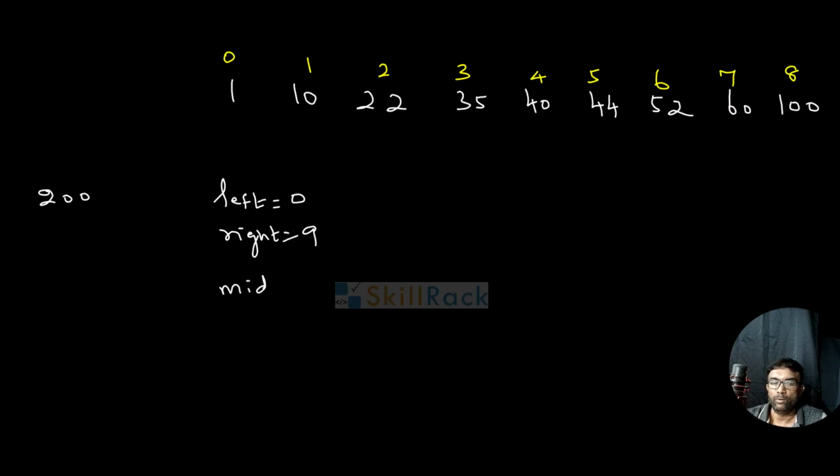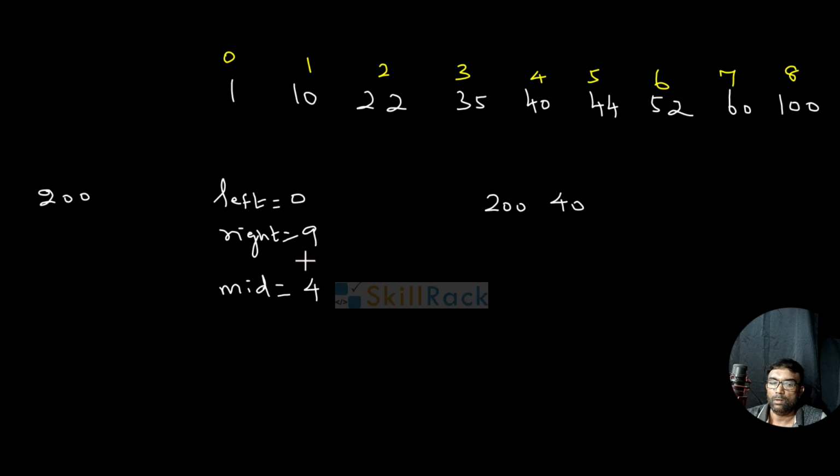Mid is equal to left plus right by 2, which is 9 by 2, so you will get 4. Now you are going to compare 200 with the mid value 40. So you are comparing 40 and 200. 200 is greater, so it has to be in the right half.